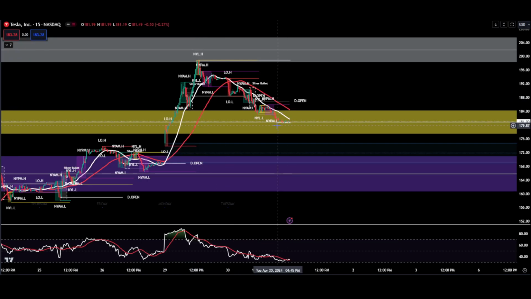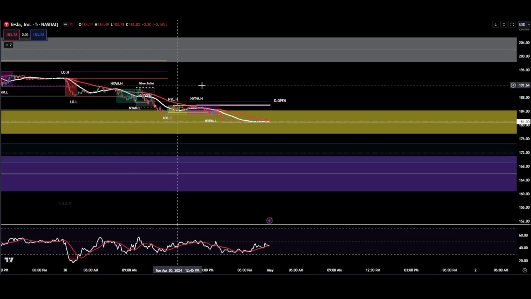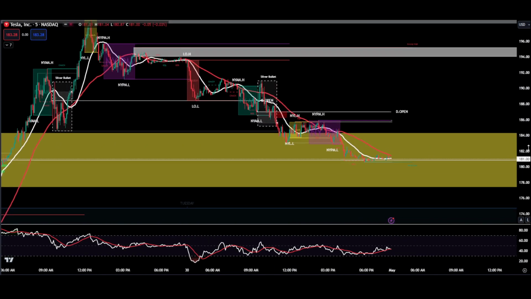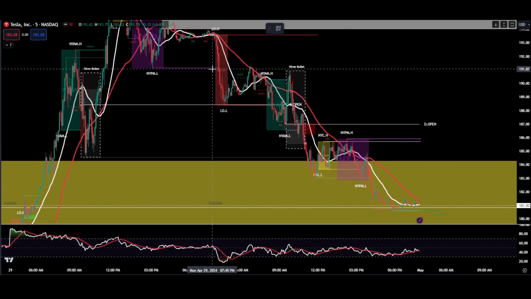Last, we'll look at the 15-minute chart. Just gives us a look. Actually, let's just jump into the 5-minute chart and take a little bit better look at today's price action, our silver bullet, our time macros. Oftentimes, we've talked about this in the past.